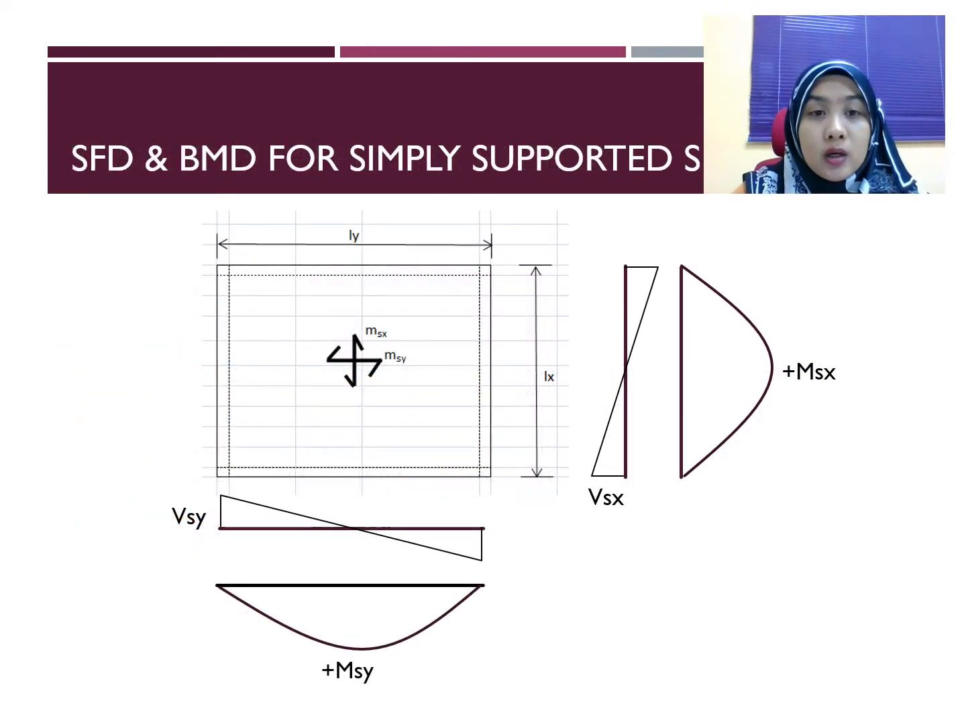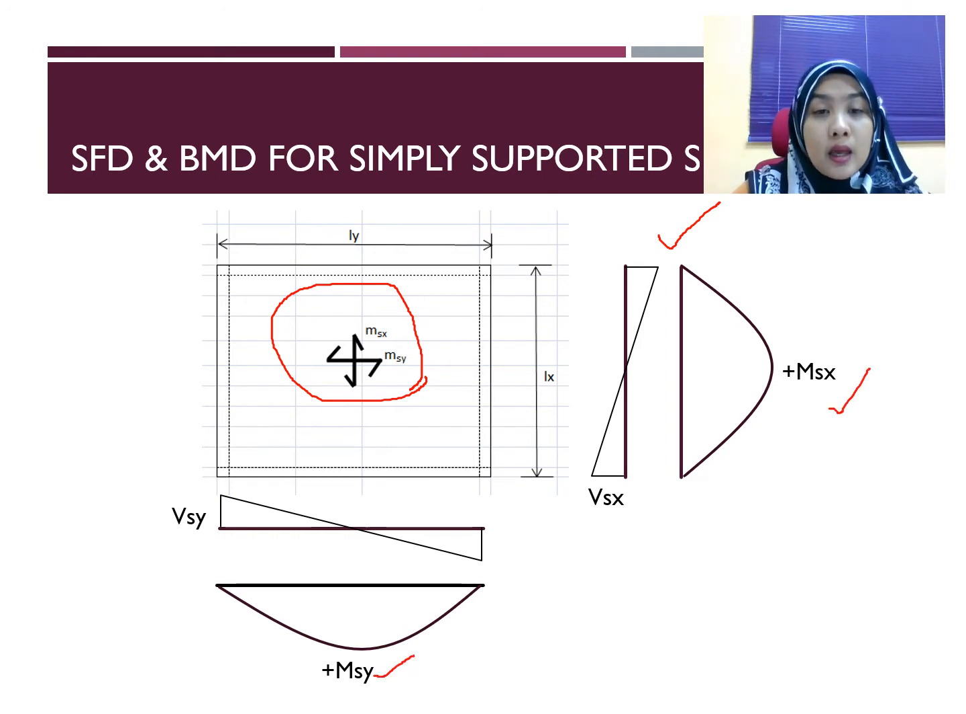Okay, and then you draw your shear force diagram and bending moment diagram for simply supported. Since the moment only occurs at the center, the SFD and BMD are actually similar to a simply supported one-way slab. It's just that you have to draw in both directions, one for the Mx direction and one for the My direction.